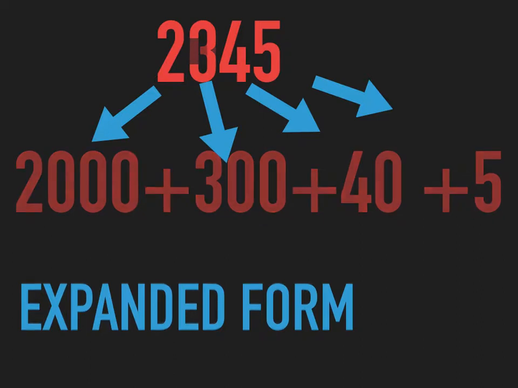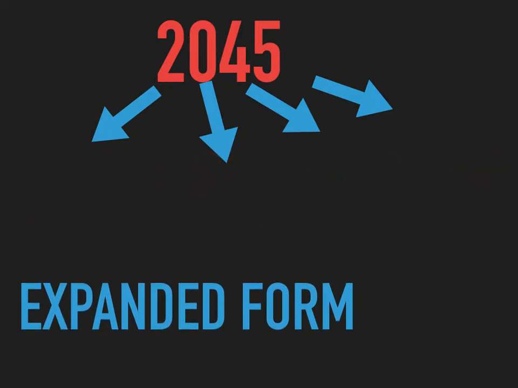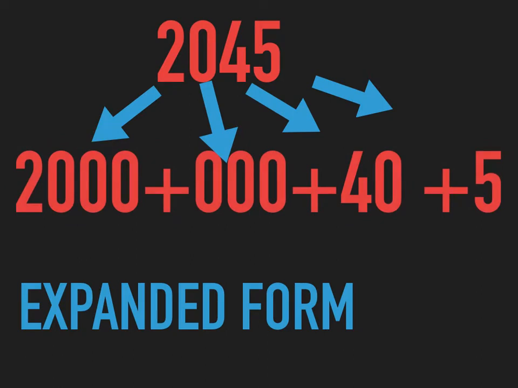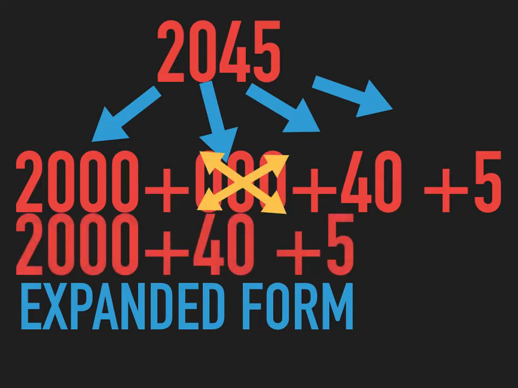Now, the exception to that is when you have a 0 in the number. Right now we have a 0 in the hundreds place this time. So instead of writing 2,000 plus 0 hundreds plus 40 plus 5, we leave that out. And we end up with 2,000 plus 40 plus 5. So again, the rule normally is make sure you have enough expanded numbers to match the digits you're starting with. But if you have a 0, that's not going to count. You're not going to have a number for the zeros.